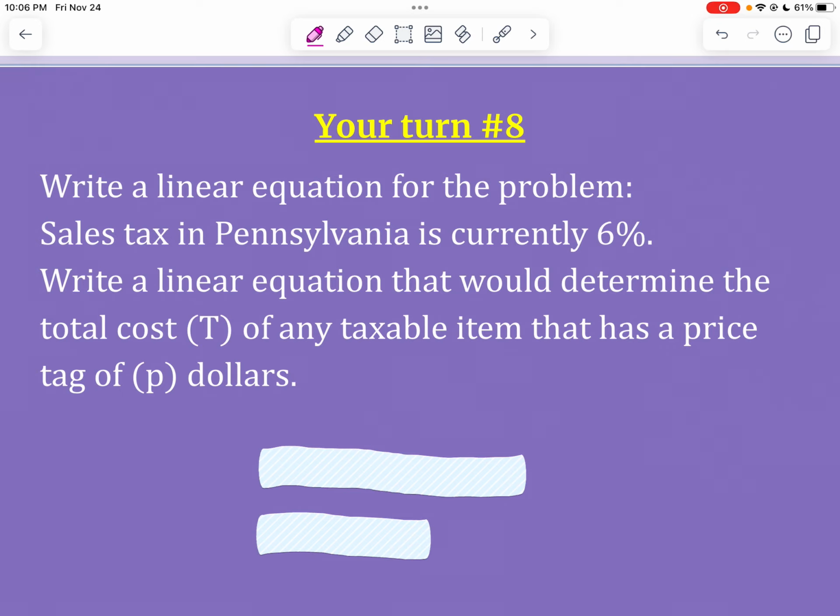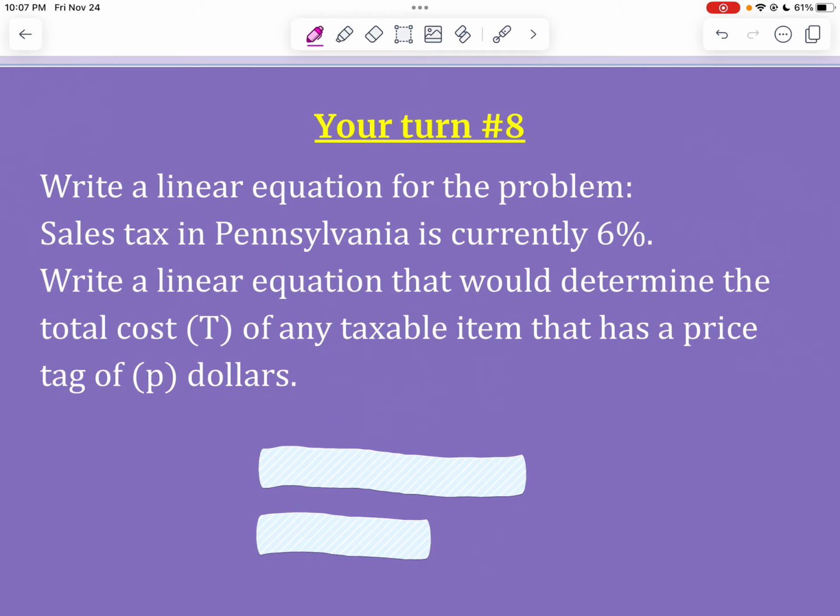Sales tax in PA, if you didn't know this, is currently 6%. We want to write a linear equation that would help us determine the total cost, we're going to use the variable t for that, of any taxable item that has a price tag of P dollars. So if you went to the store and bought a bag of chips for $1.50, we want to know how much it's going to cost us total for the bag of chips and the tax all together. That's what this equation is helping us to find.